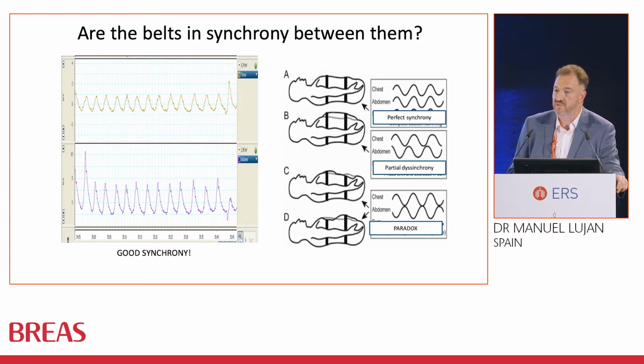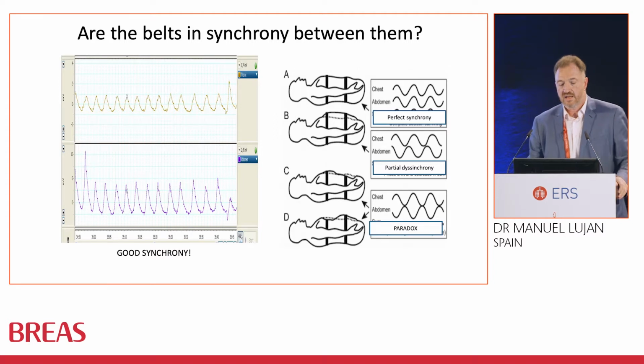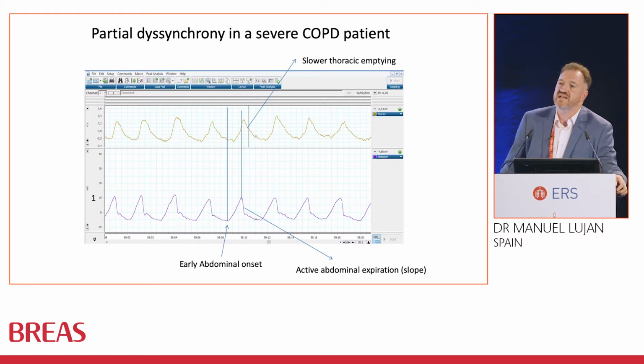When one is increasing, the other is decreasing. This is an example of a good synchrony. When the abdomen increases, the thorax also increases. But this is an example of a partial dysynchrony in a COPD patient.